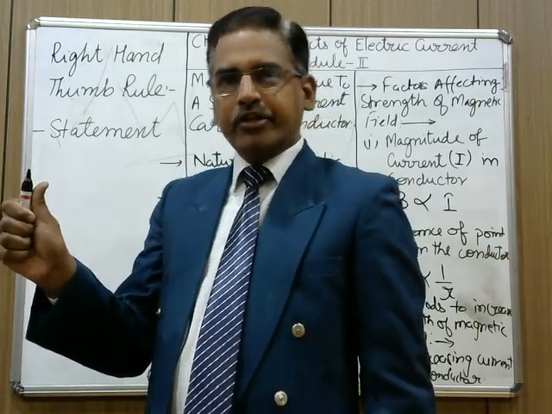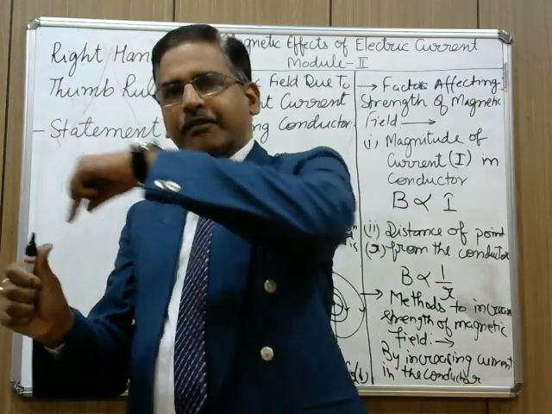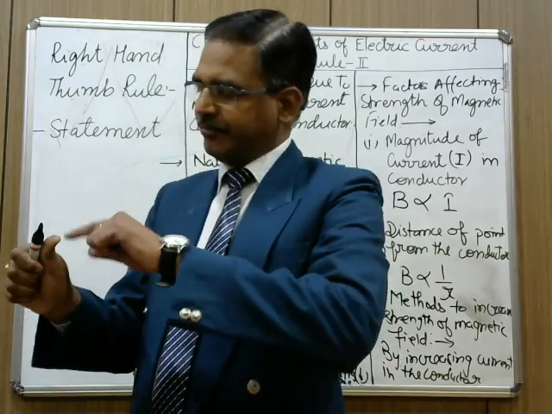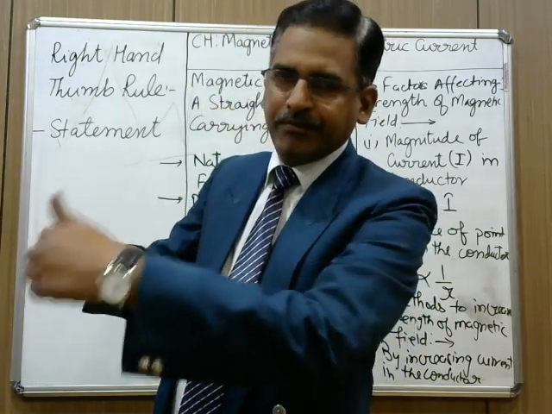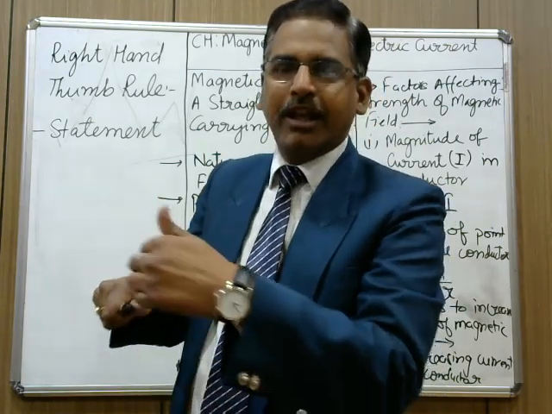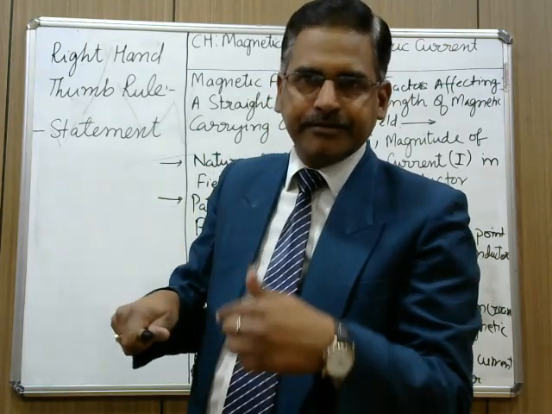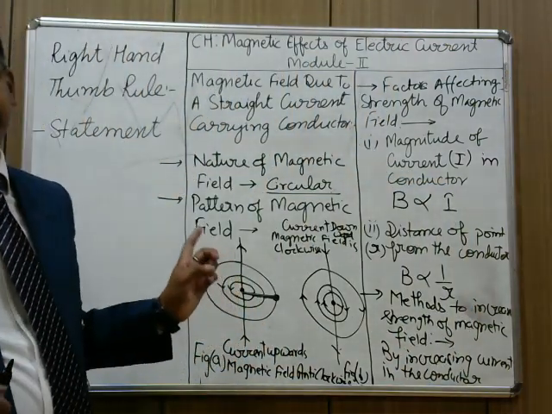Then the direction along which your fingers will wrap the conductor. See, the fingers are wrapping the conductor in this way. This is anti-clockwise. And therefore, the magnetic field has been marked anti-clockwise.